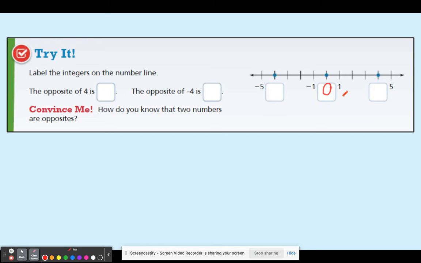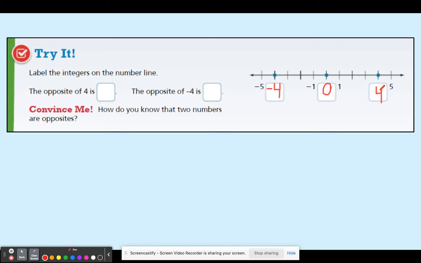Then you want to figure out what scale you're counting by. So let's deal with positives first because they're easier. If you start at 0, you get 1, 2, 3. This is going to be a 4, and that's a 5. When you count negatives, you count the exact same way. You just go left. -1, -2, -3, -4.